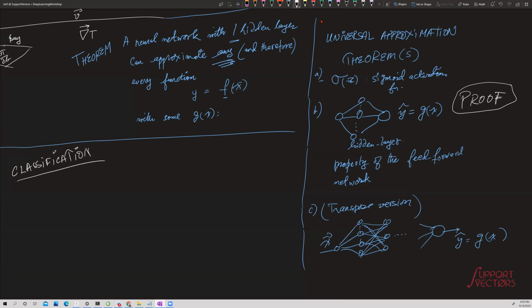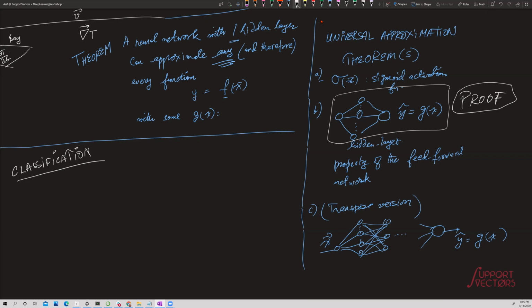So what are the preconditions? The preconditions are that there needs to be a sigmoid activation function. No, that was the initial version. The later version proved that actually it has nothing to do with sigmoid. So long as you have this architecture, one single hidden layer, irrespective of what activation function you use, it will always be true.